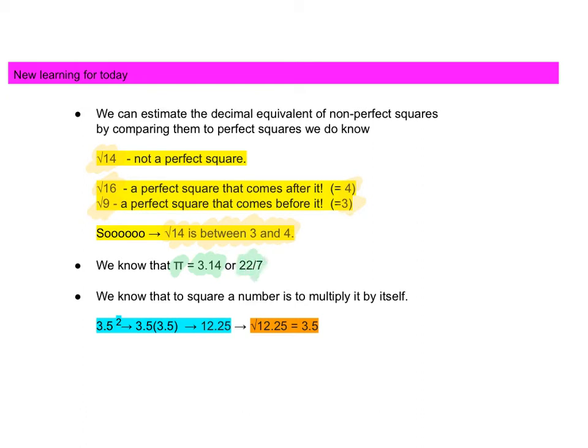You write that as a fraction as 22 over 7, but we're not really going to use that 22 over 7 right now, okay? In the last part of this lesson today, it says we know how to square a number. We know that to square a number is to multiply it by itself. So 3.5 squared is the same as 3.5 times 3.5. If I did that math out by hand, I would get 12.25, and that shows me the square root of 12.25 is 3.5, okay? Let's move into some practice today now that we've gone over our new learning.